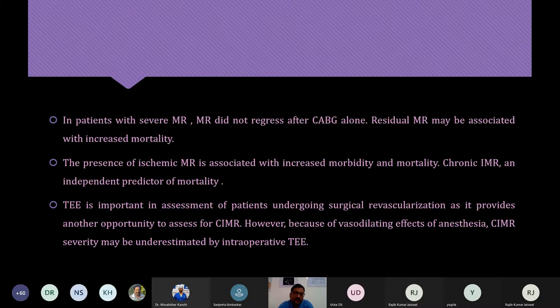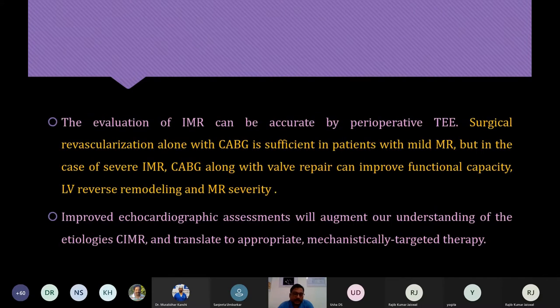TEE is an important assessment in patients undergoing surgical revascularization, and it provides another opportunity to assess ischemic MR before you go ahead with the surgical procedure. So, it is very important to put the TEE probe in patients who are undergoing CABG, rule out the MR severity, and help address that particular valve and get a good outcome from the surgery.